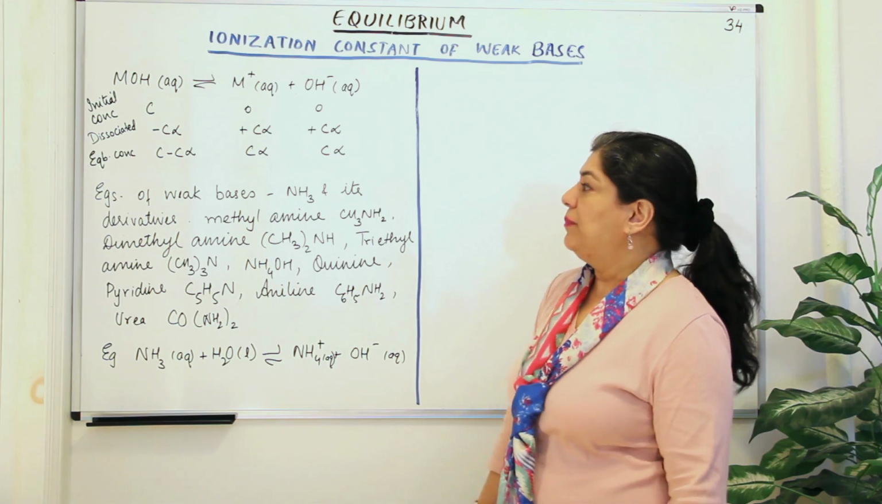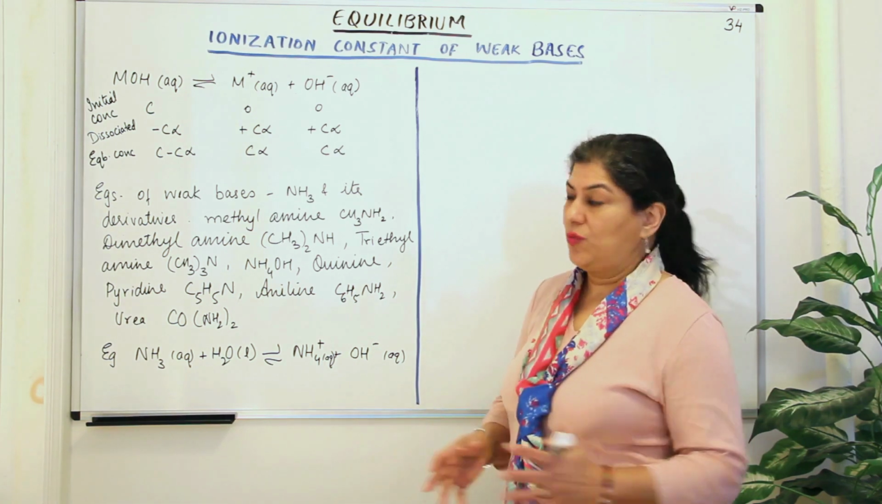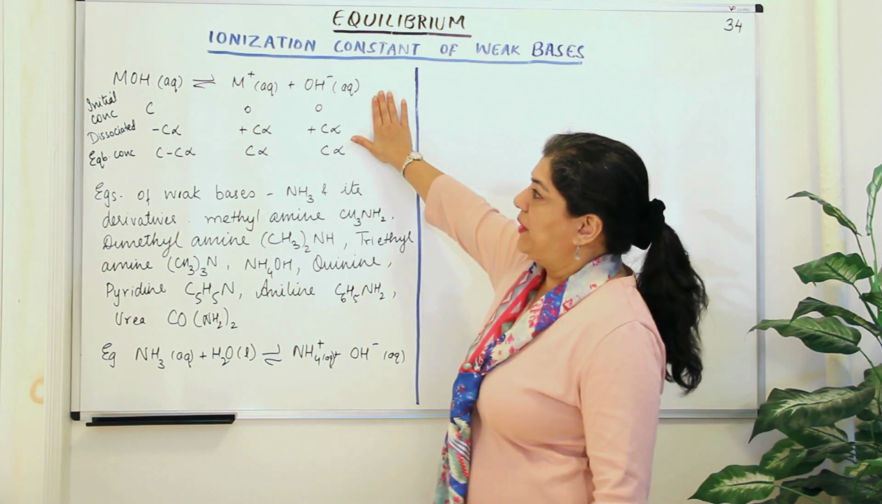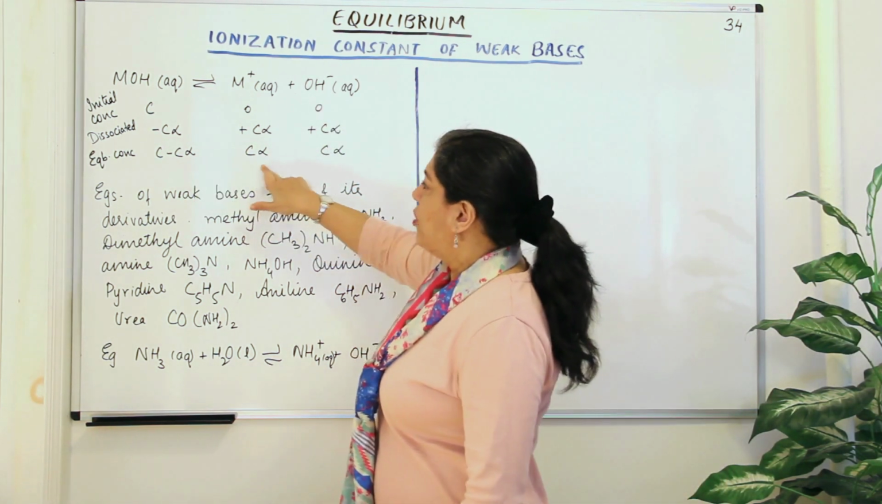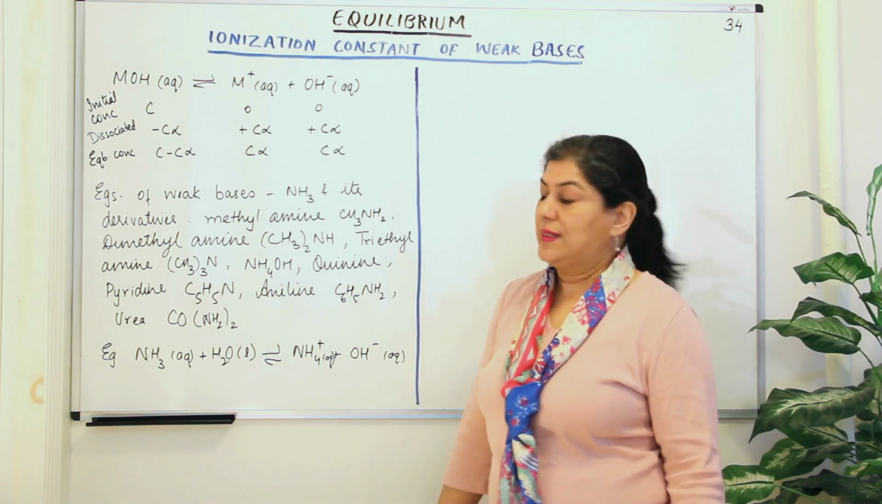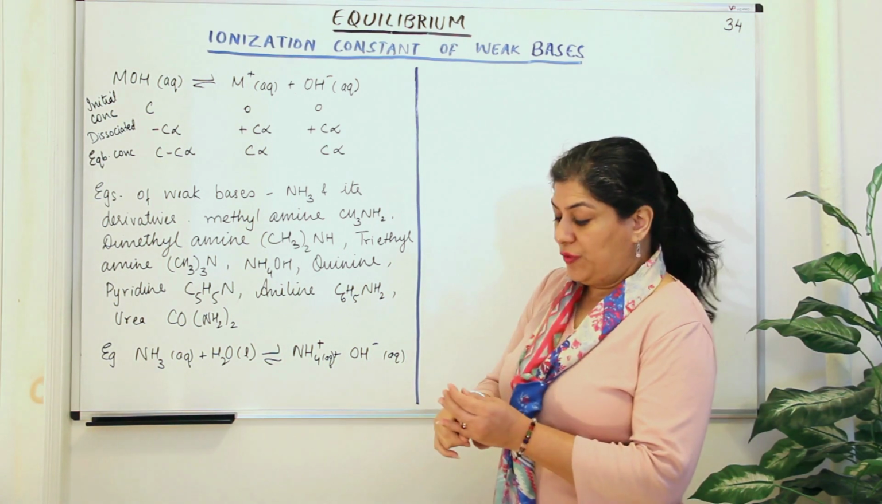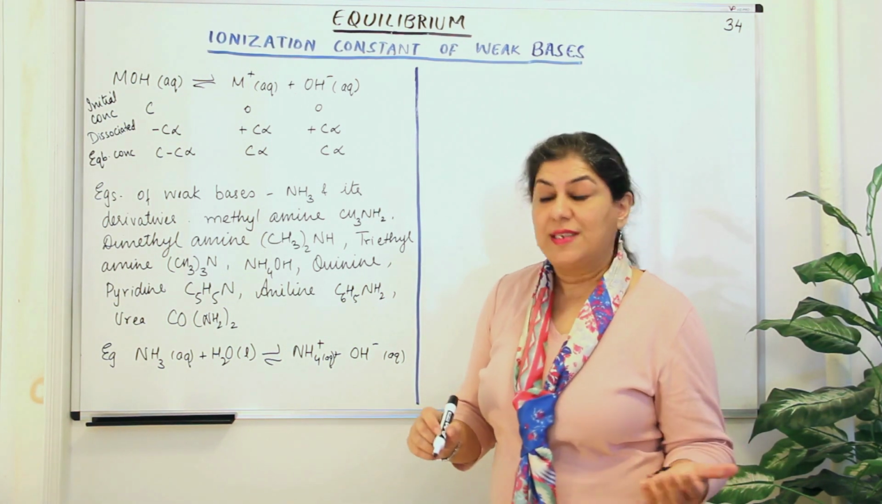Anyway, these were just examples of weak bases and how they dissociate in water. Let us come back to this point. You have MOH, and I told you the equilibrium concentrations are now known to us. If you know the equilibrium concentrations, you can find out the equilibrium constant.